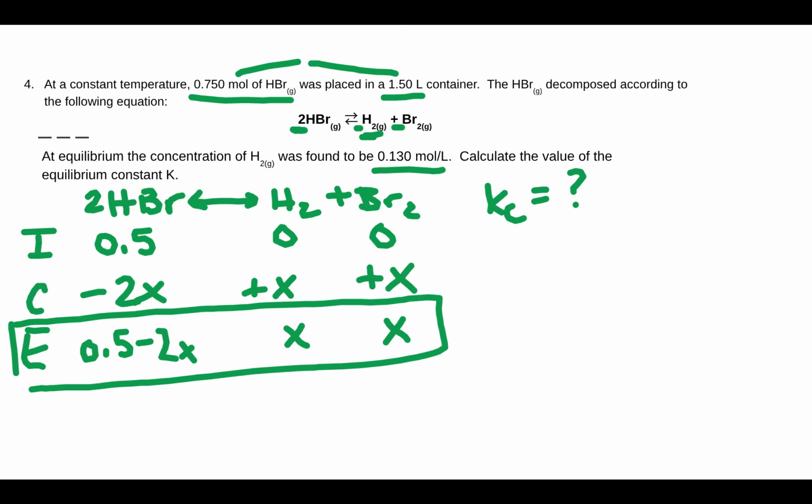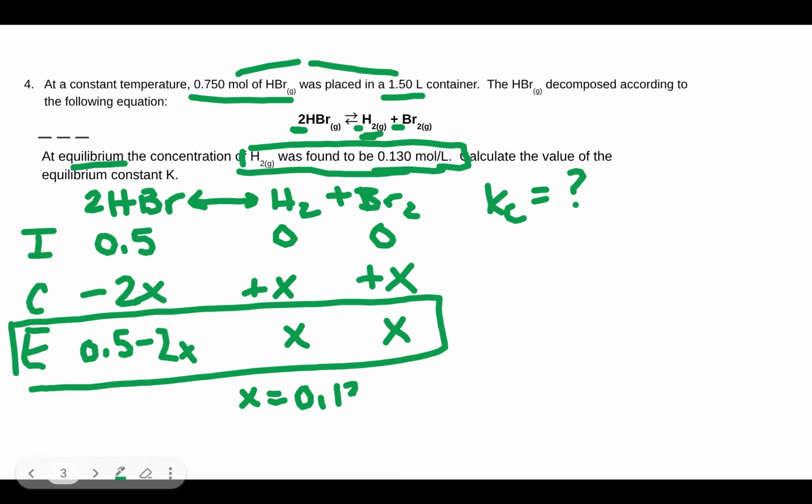Now, this extra part about hydrogen being 0.130 at equilibrium means we can set our hydrogen value, which is just x, equal to 0.130. And now that you know x, you can plug it in for all of the x values, and now we would know all our concentrations at equilibrium.